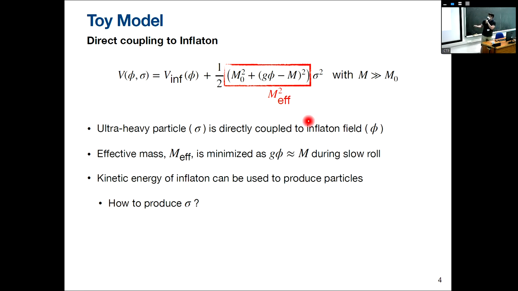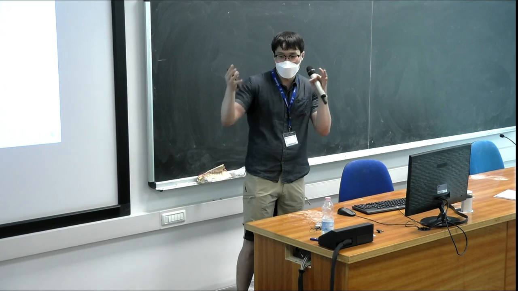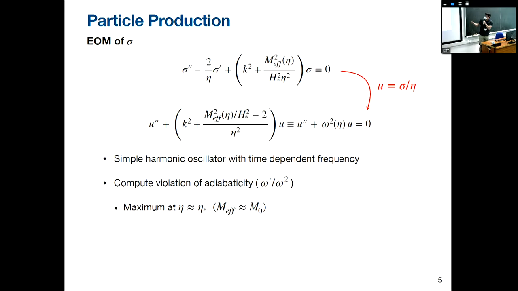I'll go into slightly more detail on how this particle gets produced. The way to understand it is to look at the equation of motion of this particle, sigma, with some proper variable substitution, which is u. Once we clean out the mass, it simply becomes a simple harmonic oscillator. One thing to notice is that the frequency is time dependent. So the parabolic shape of the harmonic oscillator starts to deform over time. How much it deforms at a given time depends on the violation of adiabaticity, which is omega prime over omega squared. It gets maximized when the effective mass becomes minimized.